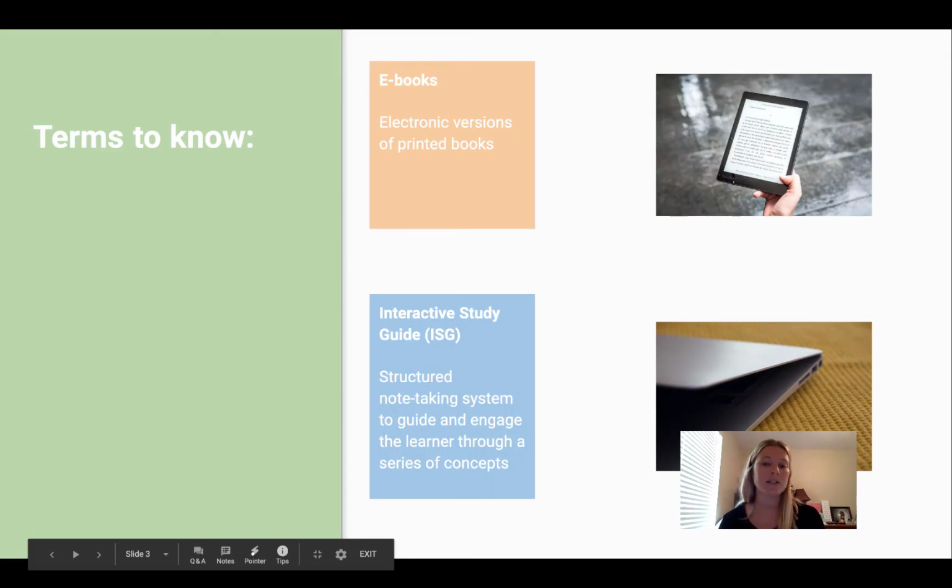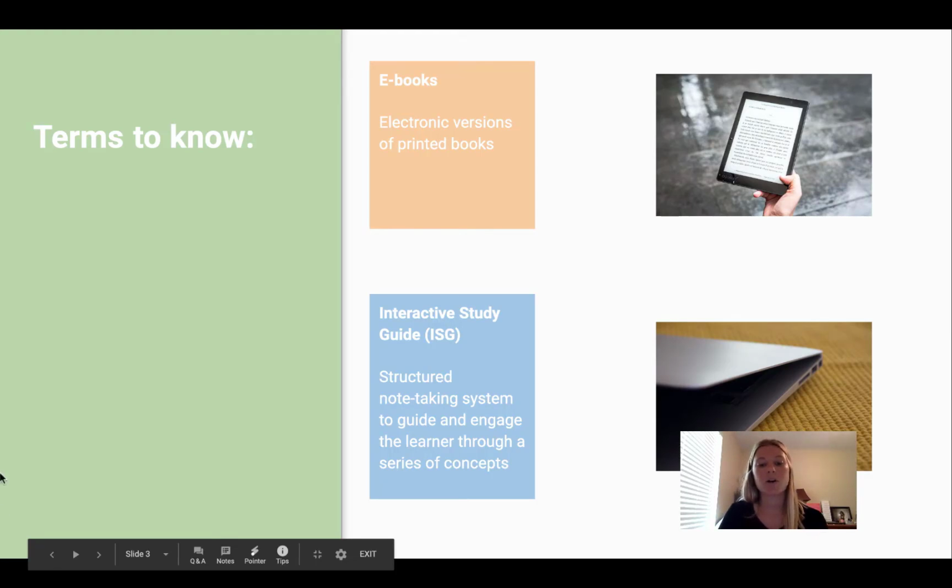Ebooks are simply just electronic versions of printed books. You may think of this when you're using Kindles or Apple Books or just the Kindle app on any electronic device. Also, what comes to mind for me is Yuzu, which is how I use the ebook versions of our textbooks. These are all examples of ebooks that you may have seen or used yourself.